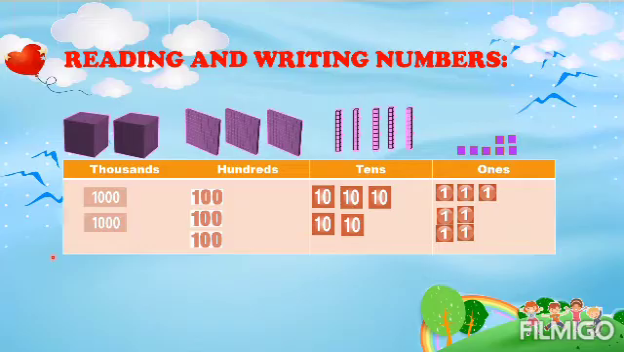So in this slide, class, it is all about reading and writing numbers. We have here a place value chart or table, and each place has blocks. In the ones place we have base 1 blocks. In the tens place we have base 10 blocks. In the hundreds place we have base 100 blocks, and in the thousands place we have base 1000 blocks. So let us now count how many blocks there are in each place value.